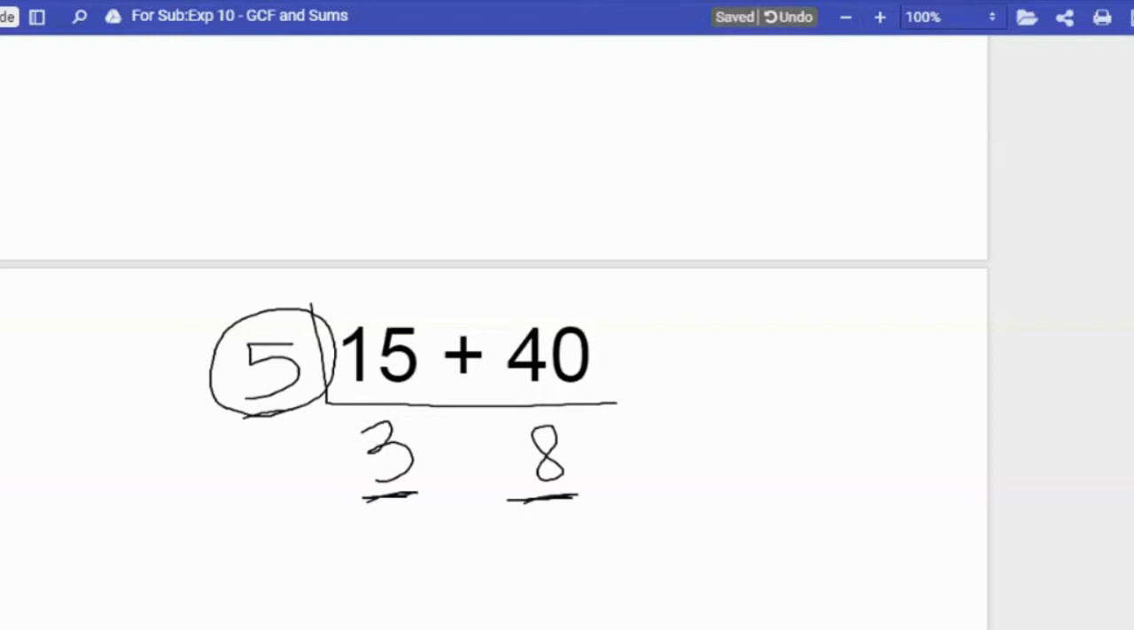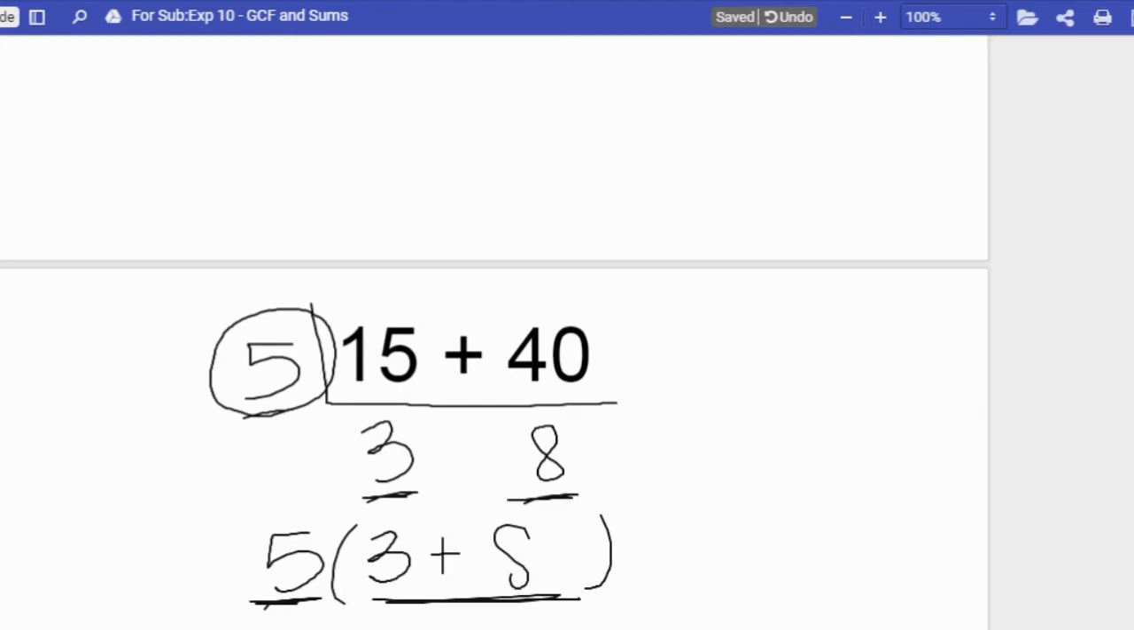So here's how I create my equivalent expression. It said I want to find the GCF, which I just did. So I bring that out. Then these are going to look like those distributive properties. I'm going to put my parentheses, and I'm going to take what's left here. So I had a 3 left. Then a plus sign, because remember, it's a sum, a greatest common factor and a sum. And my other number is 8. So what we just did here, we created an equivalent expression.